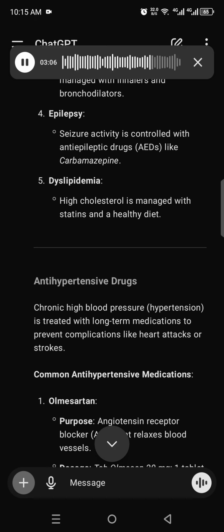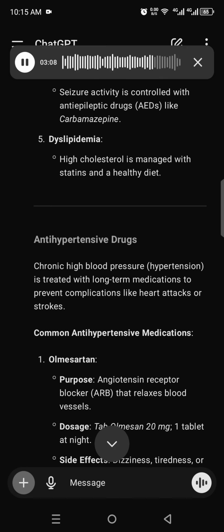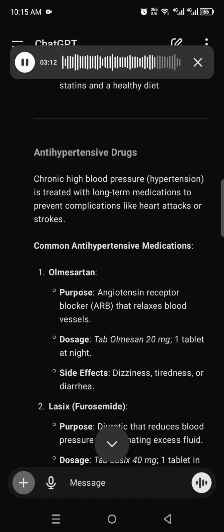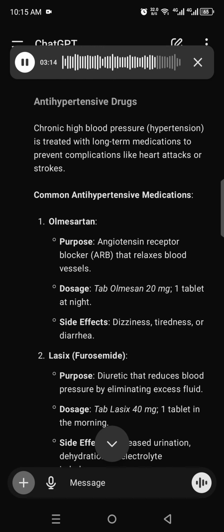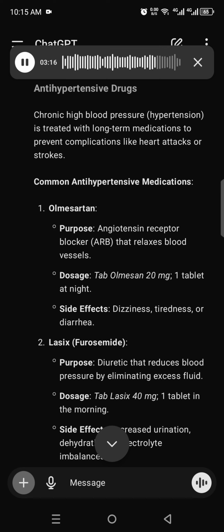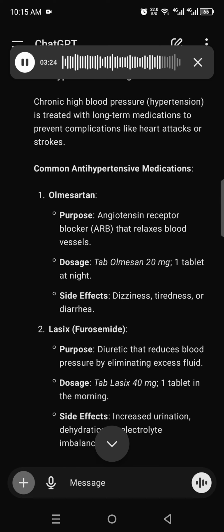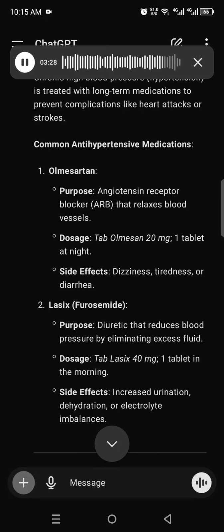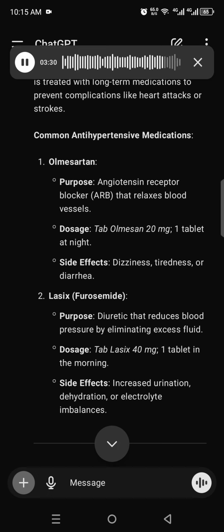Antihypertensive drugs. Chronic high blood pressure, hypertension, is treated with long-term medications to prevent complications like heart attacks or strokes. Common antihypertensive medications. 1. Olmesartan. Purpose: angiotensin receptor blocker that relaxes blood vessels. Dosage: Tab Olmesartan 20 milligrams, 1 tablet at night. Side effects: dizziness, tiredness, or diarrhea.